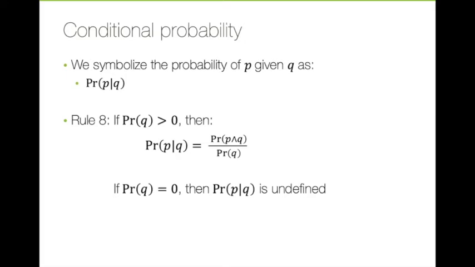We can now give our rule for the probability of P given Q. And note that it's going to come in two parts. The first part tells us the formula we will use to determine conditional probabilities. And we can use it whenever the probability of Q is greater than 0. So the probability of P given Q is determined by the probability of the conjunction of P and Q divided by the probability of just Q.